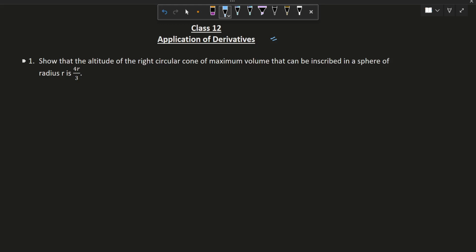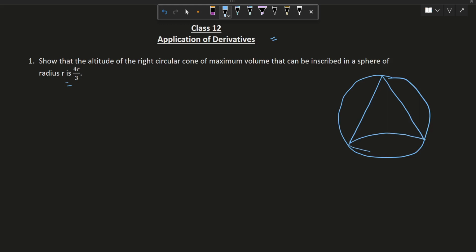Show that the altitude of the right circular cone of maximum volume that can be inscribed in a sphere of radius r is 4r by 3 or 4 by 3r. So we have a sphere and in that sphere we have a cone. Maximum volume होना चाहिए उस cone का. So let's draw the figure first.